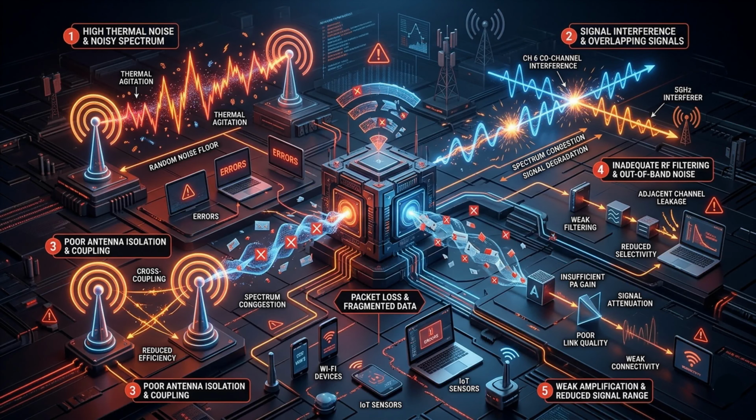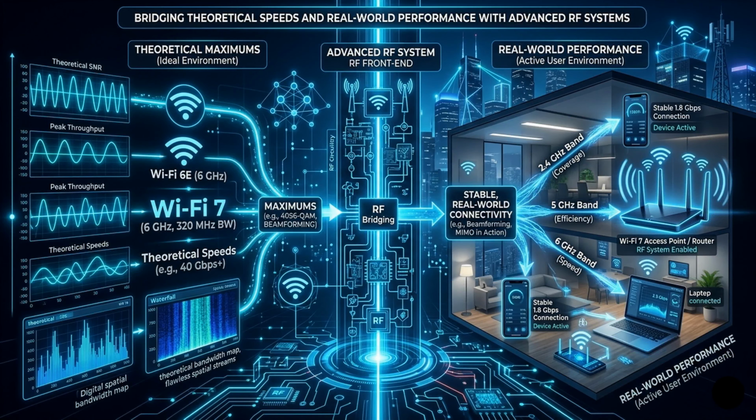Issues like high thermal noise, signal interference, poor antenna isolation, inadequate filtering, or weak amplification can severely degrade signal quality, reduce range, increase packet loss and limit overall network performance. In short, the RF system determines how efficiently a device can convert theoretical wireless capabilities into real-world performance.